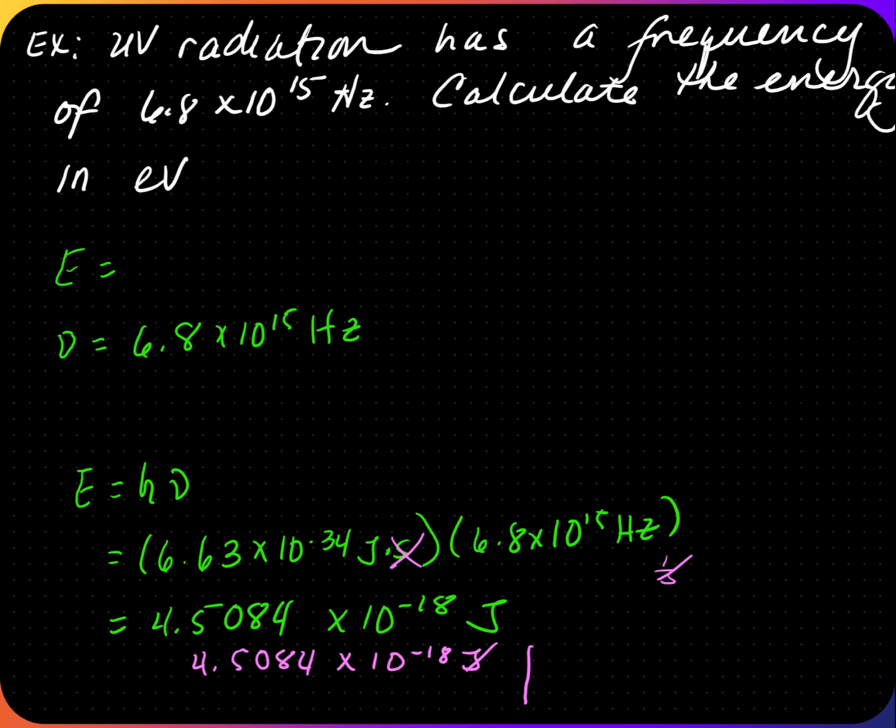This is joules. We know there's 1.6 times 10 to the negative 19 joules in 1 electron volt. So this equals 28.17. If we do sig figs, there are only 2 because this is a conversion factor, so it only depends on the frequency. And for the frequency, the exponent doesn't count, so there's only 2. So 1, 2, so this is 28 eV.